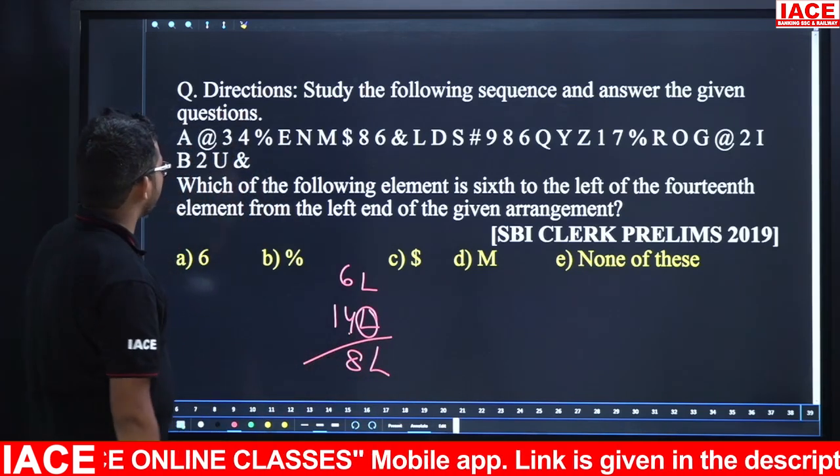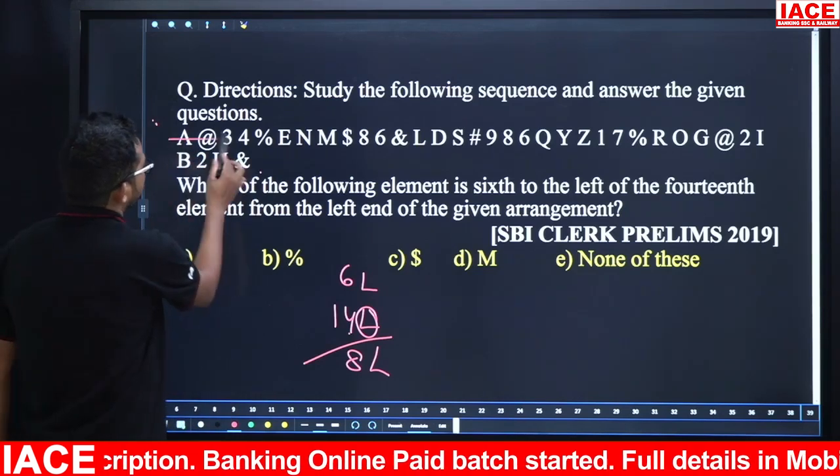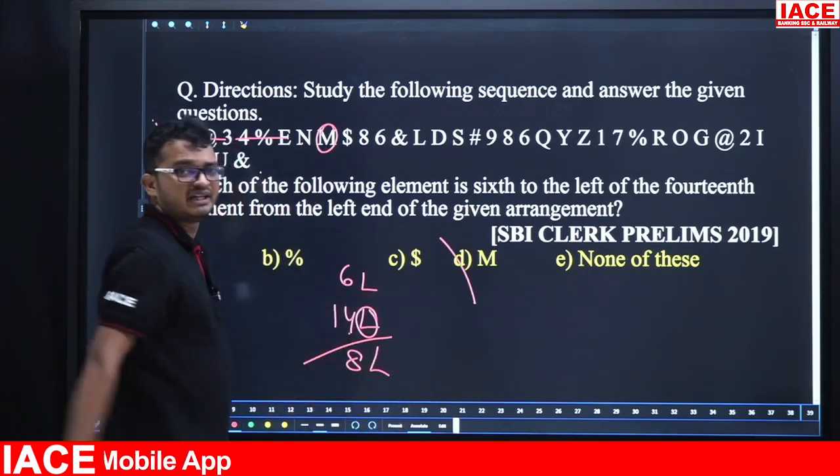So from the left, the 8th letter. By default, this one is left-hand side, this one is right-hand side. So from the left, the 8th letter is what? 3, 6, 7, 8th one is what? M. So the answer is option D.